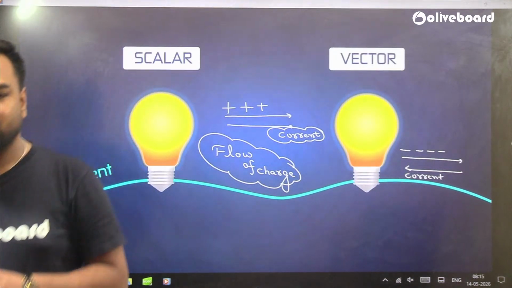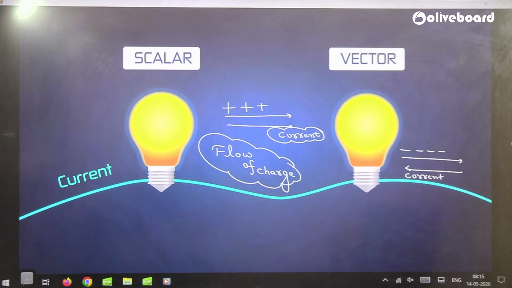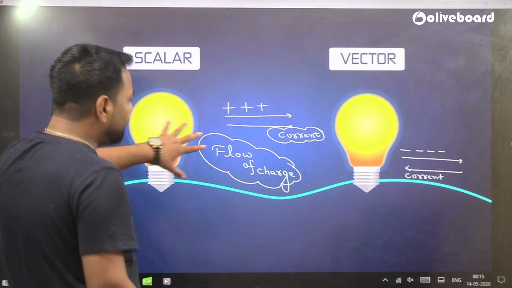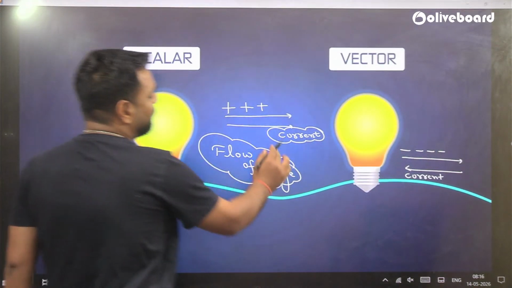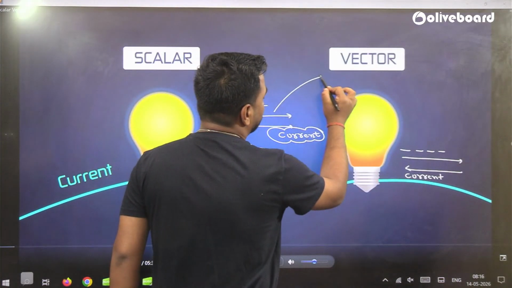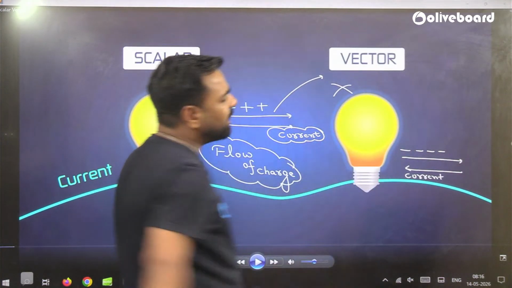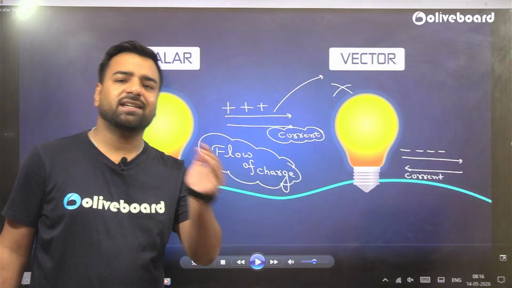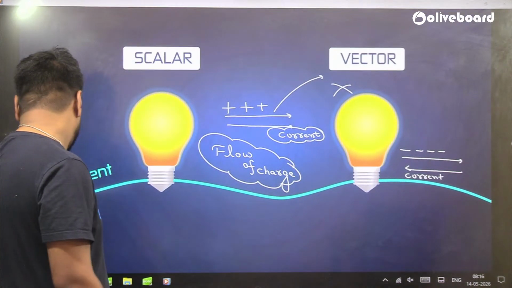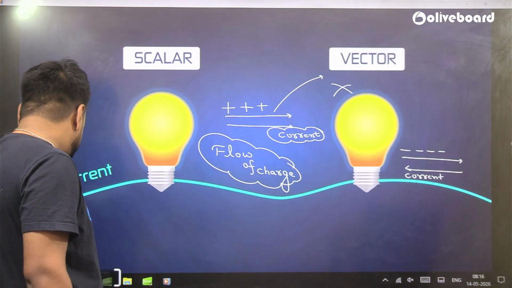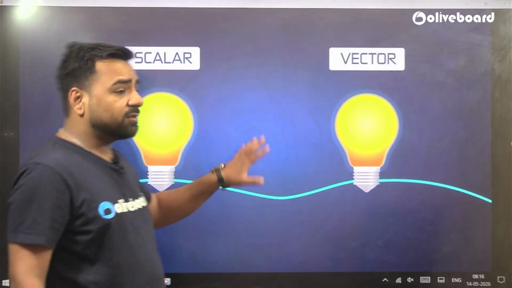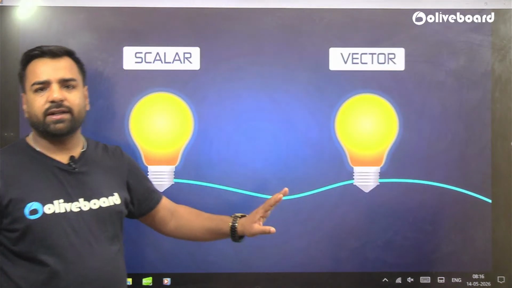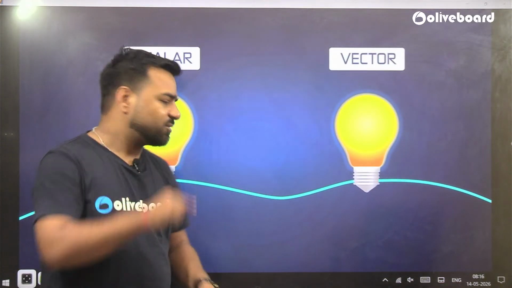Will it be scalar or will it be vector? So here guys, if you think this is a vector quantity because of this direction, guys, you are wrong. Why you are wrong, this we are going to understand in the next 10 minutes. So let's start with this topic now again. So current is actually the scalar quantity. It's not a vector. Now why is it so? This is going to give you the clarity now.